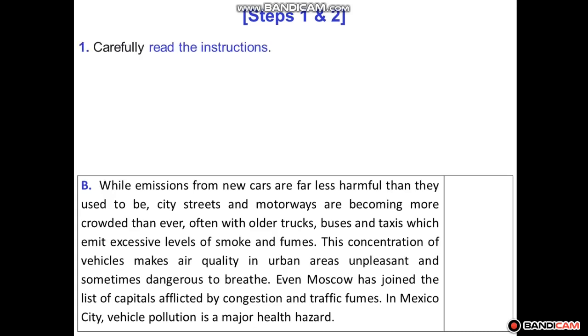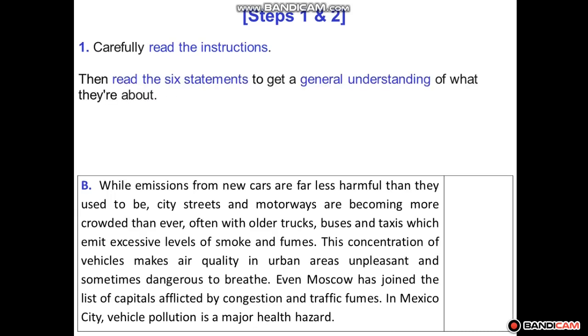Okay, let's see. Carefully read this, passage B. Carefully read the instruction. Then read the 6 statements which you have seen before to get a general understanding of what they are about. All right. Number 2, skim read the text. Now these are the steps. Follow these steps for general meaning.